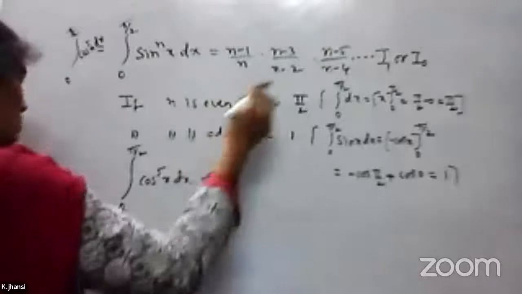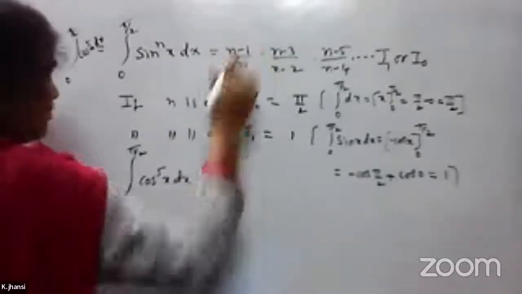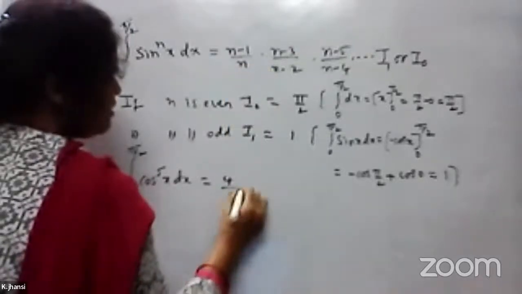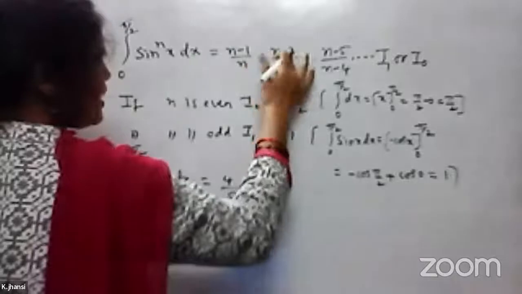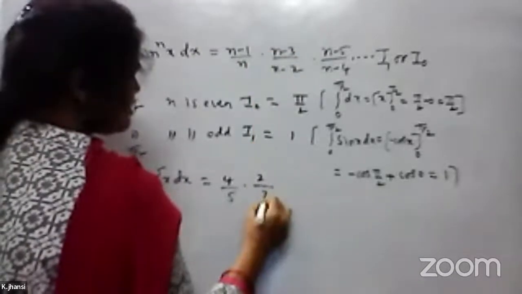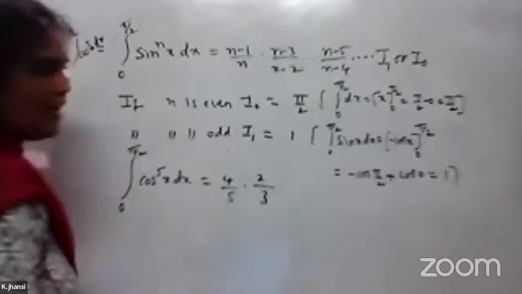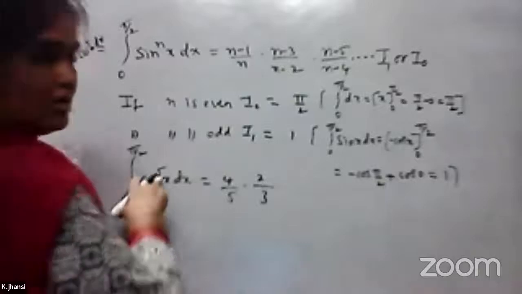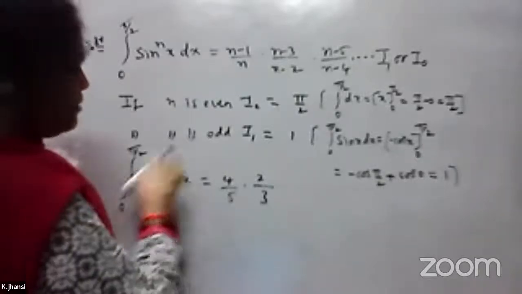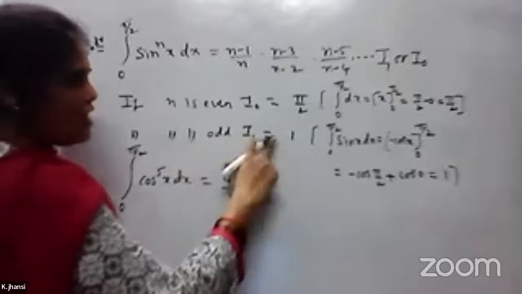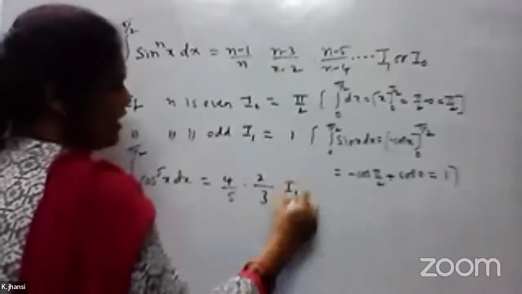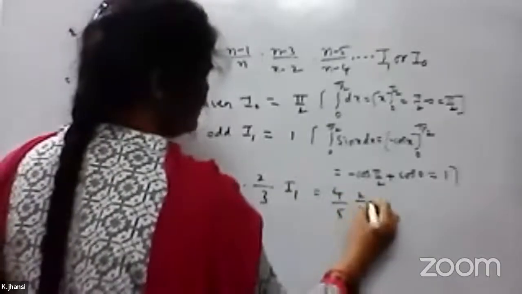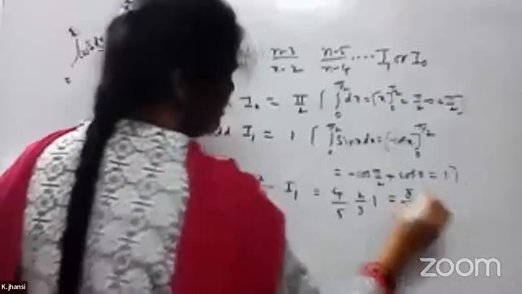Now the n value is 5 here. So 5 minus 1 is 4, by 5, into 5 minus 3 is 2, by 5 minus 2 is 3. Next, 5 minus 5 gives 0, so up to here only, you take 4 by 5 into 2 by 3. And since n is 5, it is odd, so you will get the I1 value, which is 1. It equals 4 by 5 into 2 by 3 into 1, which equals 8 by 15.